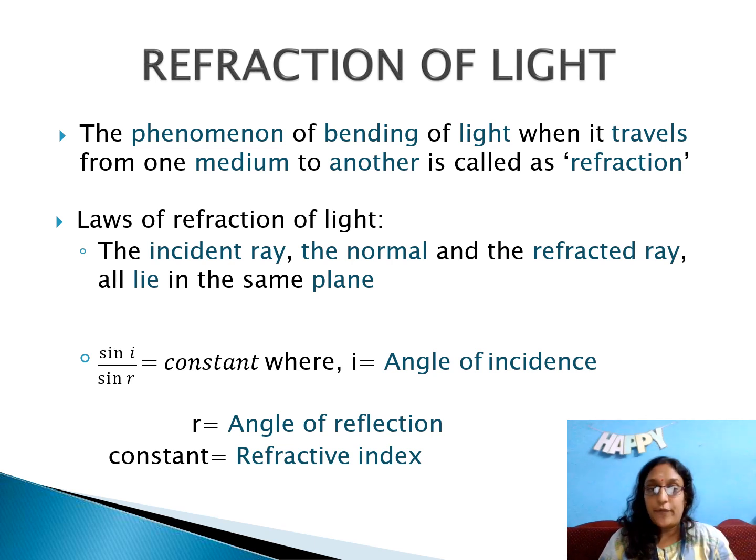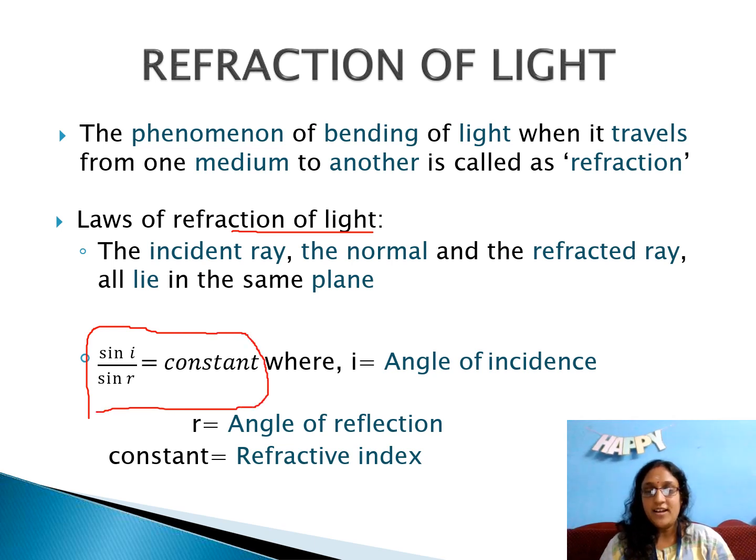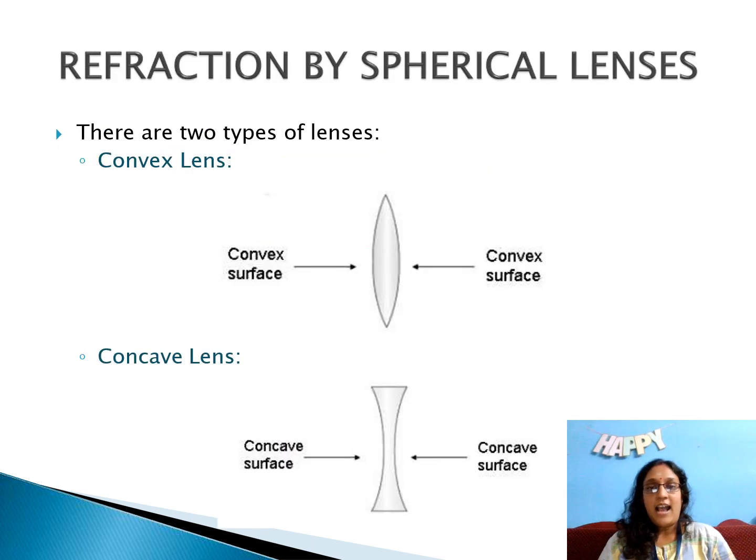And we saw the law of refraction of light: the incident ray, the normal, and the refracted ray all lie in the same plane. And we saw this famous sin i by sin r is equal to constant. Right? Hope you all remember this. And then we saw the spherical lenses, that is, two kinds of lenses, your convex lens and your concave lens. Alright. So we saw all these things in your last part.